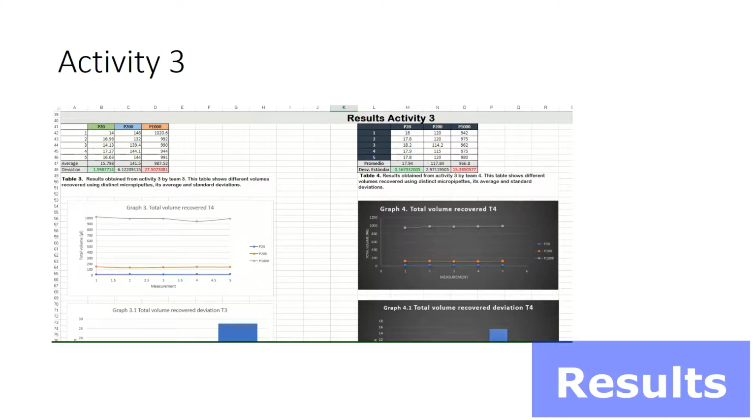On the results from Activity 3, which was the recovered volume, the micropipettes were used 3 times and in the last one 4 times.